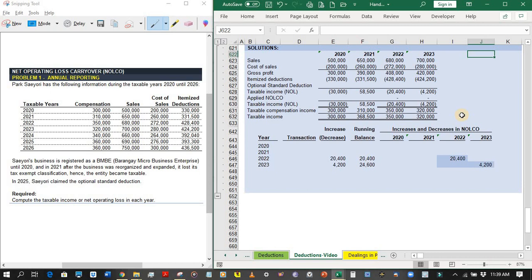Now let's proceed to 2024. So the sales is 660,000 pesos. Cost of sales is 264,000 pesos. So we have a gross profit of 396,000 pesos. Then again, we will deduct itemized deduction of 392,040 pesos. So our taxable income or net operating loss in 2024 is 3,960 pesos.